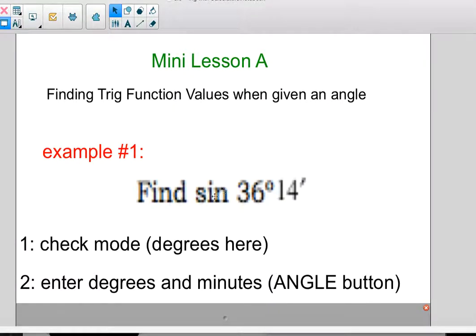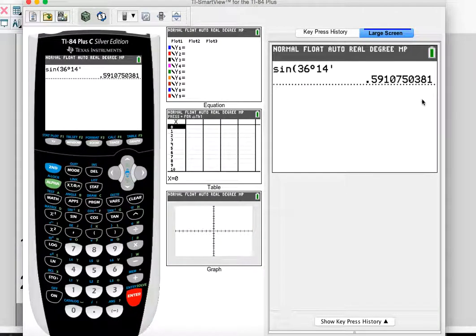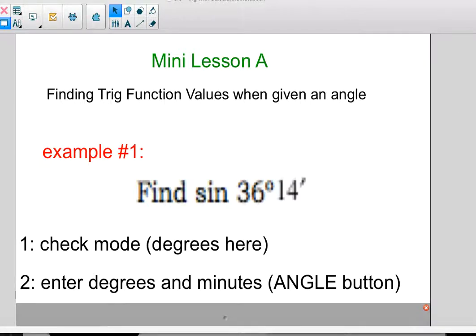In this case, I'm finding a trig value. It wants sine of 36 degrees 14 minutes. It doesn't matter if it's a unit circle; it's just the sine of that angle, the ratio of the opposite over the hypotenuse. Whenever you're giving trig values like we are here, it's four decimals. So 0.5911 would be your final answer.